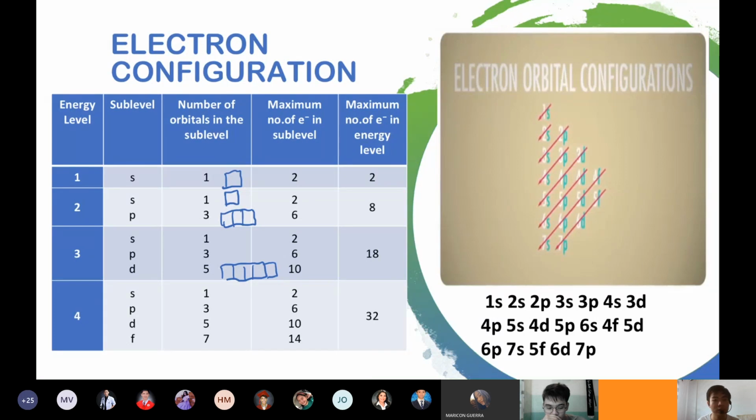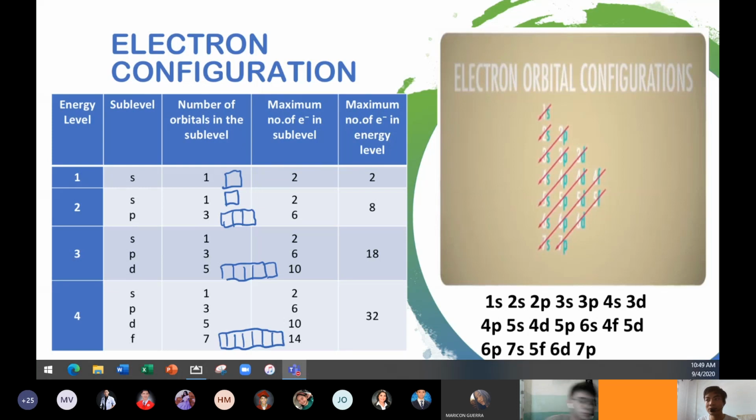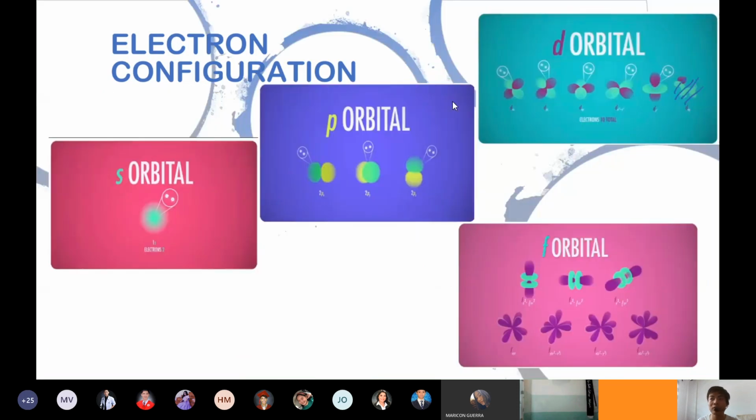So, pag 7 shapes yon, that corresponds to 7 boxes, no? Teka lang. 1, 2, 3, 4, 5, 6. 7 na ba yan? Okay, so 7. So each of the 7 boxes, no, they correspond to one shape for the F orbital. Ano yon? Isa dito, isa doon, isa doon, and so on and so forth.